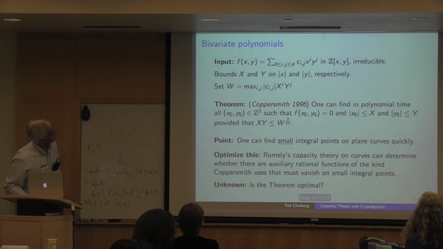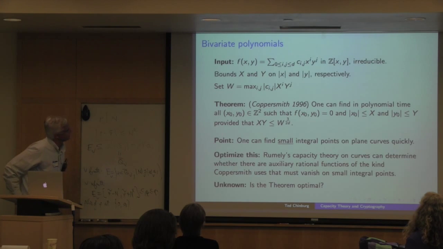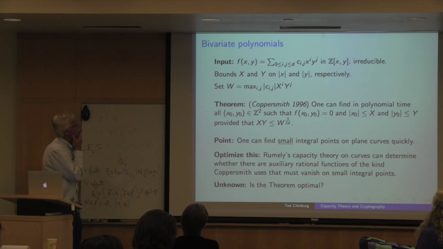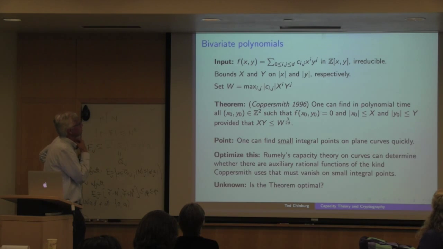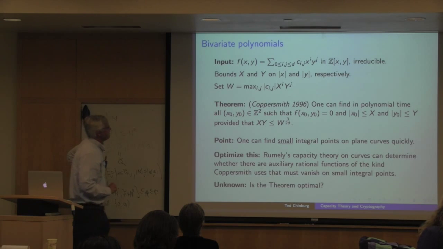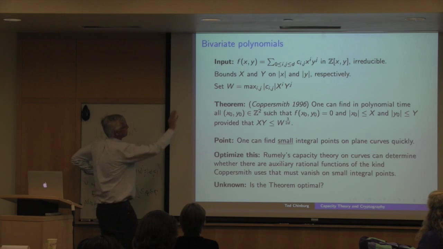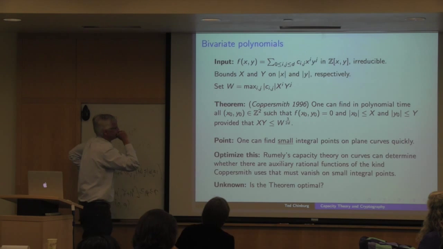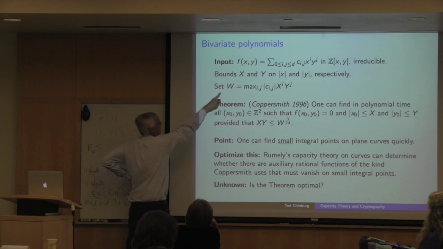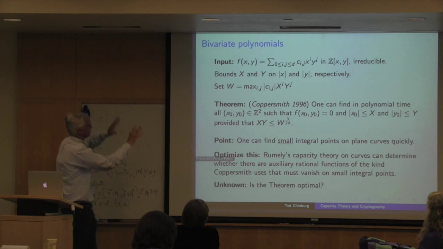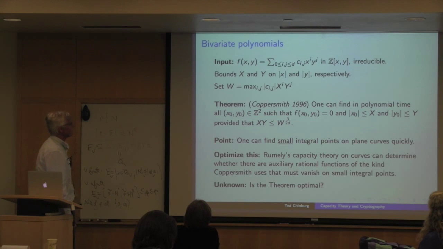Another thing that Coppersmith looked at was this. Suppose you take a polynomial in 2 variables. What he was interested in was small solutions of f of x, y equals 0. So what he did was he looked at the 2-variable polynomial, looked at the coefficients, and set bounds on how big x and y could be, which I'm going to call capital X and capital Y.